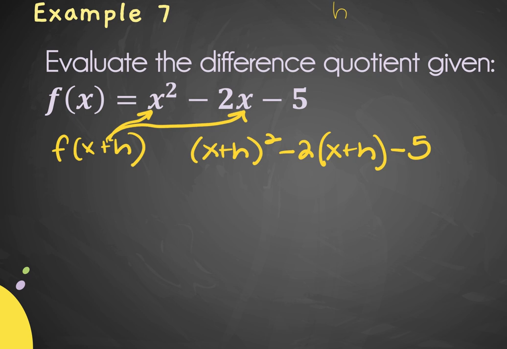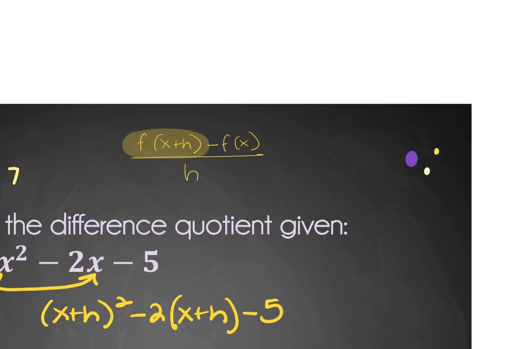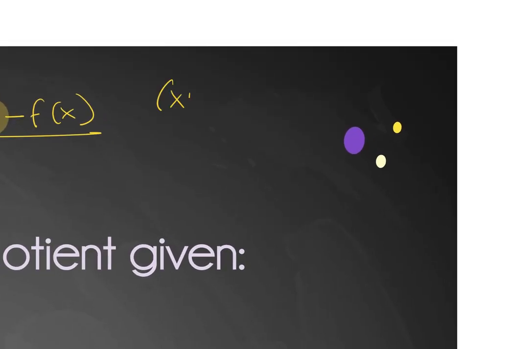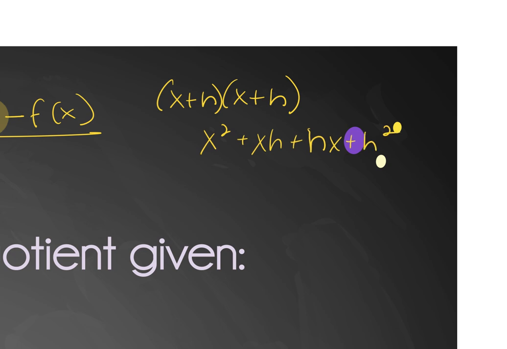If you forget it or you're unsure, then I could go back to foiling that out. So I could say x plus h times x plus h, and I could FOIL this out, x squared plus xh plus hx plus h squared. You don't need to do this, I'm just showing you. Plus 2xh plus h squared. This is what x plus h squared equals.